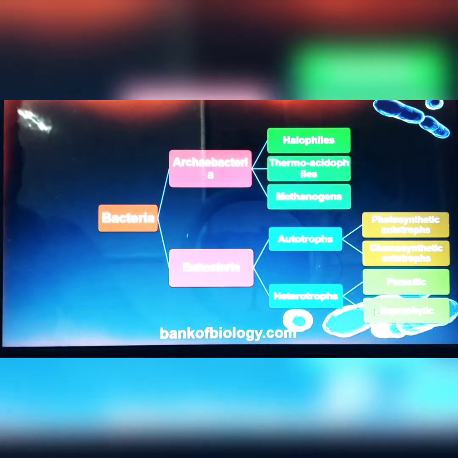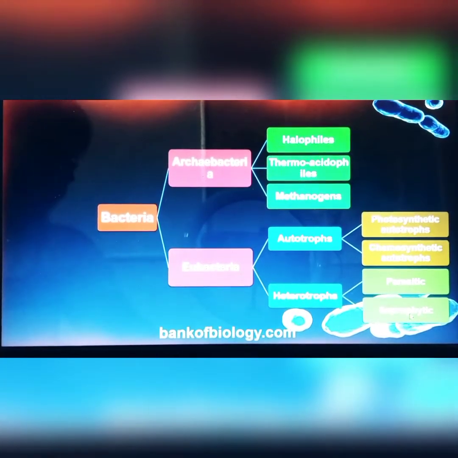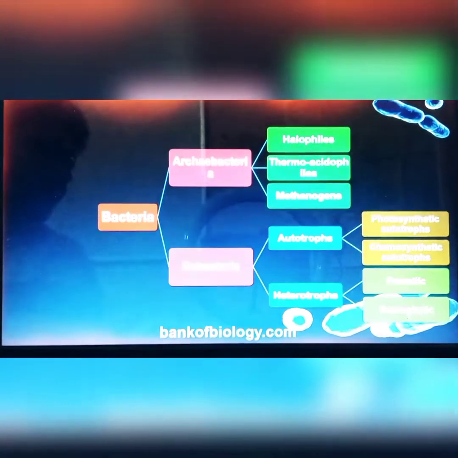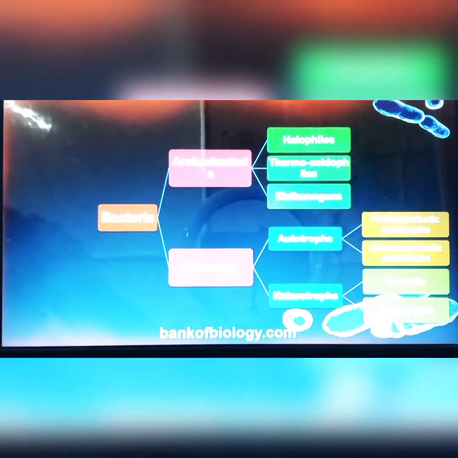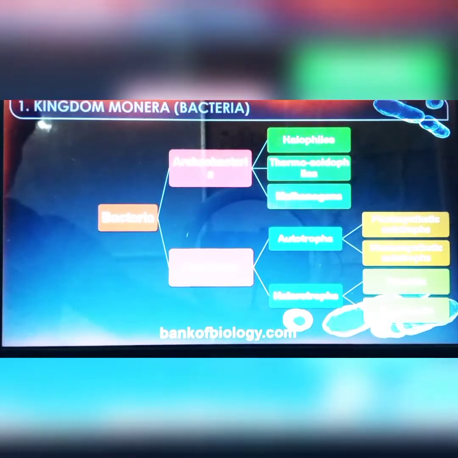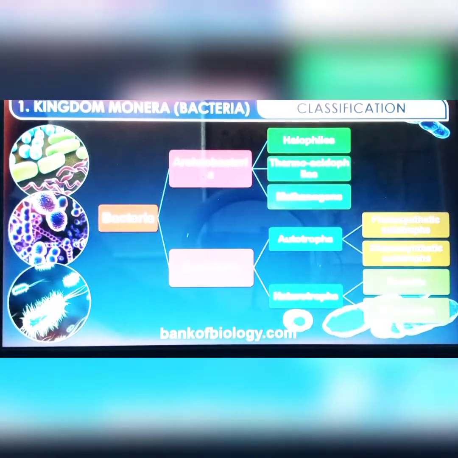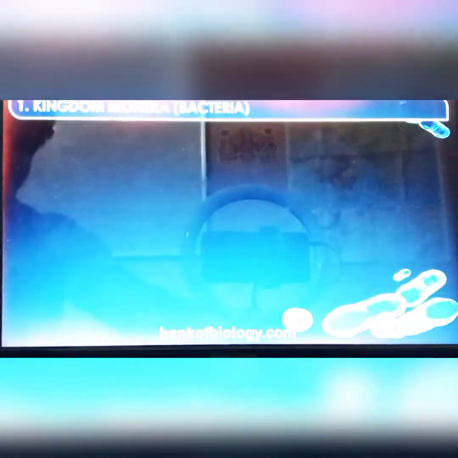But in case of saprophytic, they acquire the nutrition from the dead and decaying matter. Okay, these are the kingdom Monera bacteria. Okay, let's talk about them one by one. Firstly, we are going to talk about Archaebacteria.